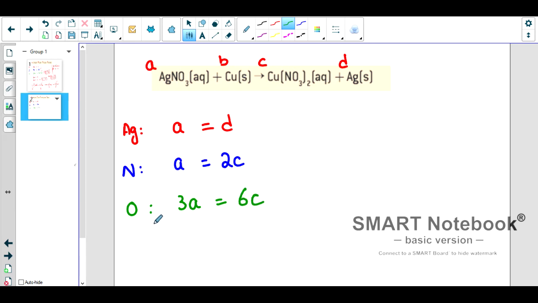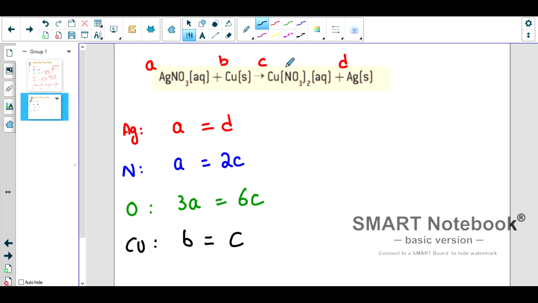Anything left? Copper. Copper is left. Copper is here. We have here in the B format with the variable B. So we can write here B equals to what? B is equal to C. So we got the equations.